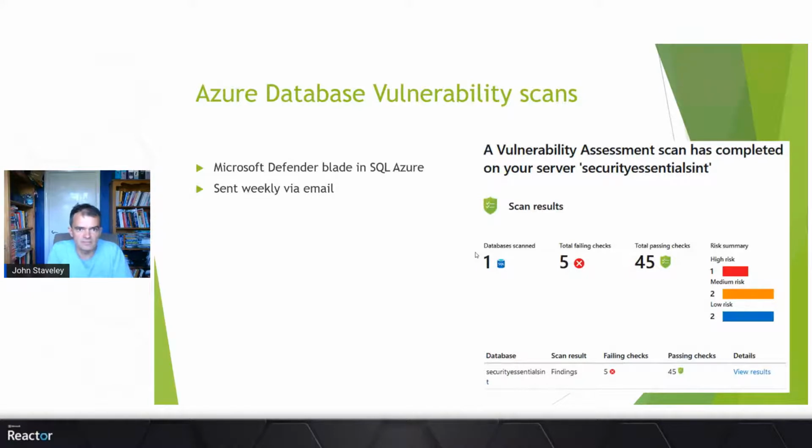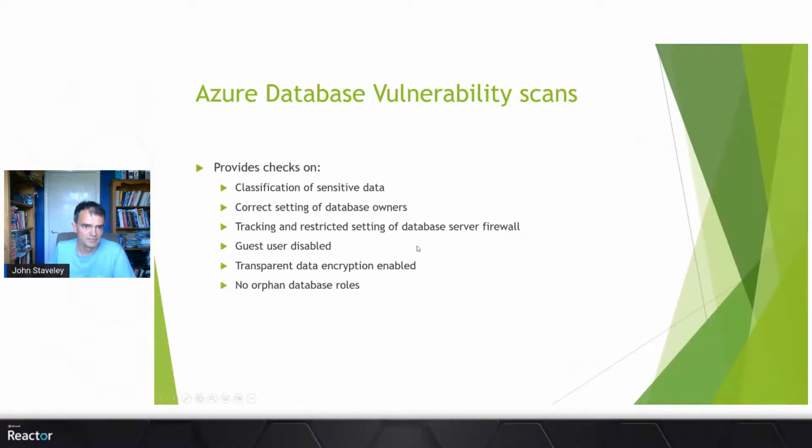And then, of course, there's database vulnerability scans. So you generally get these once a week, and you set this up in the Microsoft Defender blade of SQL Azure. And it's saying, oh, there are 5 failing tests as part of your database. It tests that you've classified sensitive data like first name, surname, email address. You've correctly set the database owners. You've set the database firewall. The guest user is disabled. Transparent data encryption is enabled, and you have no orphaned database roles that aren't in use anymore, providing an enhanced attack surface.